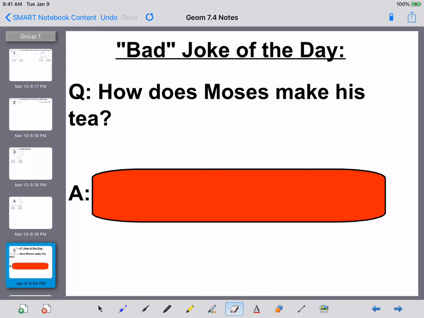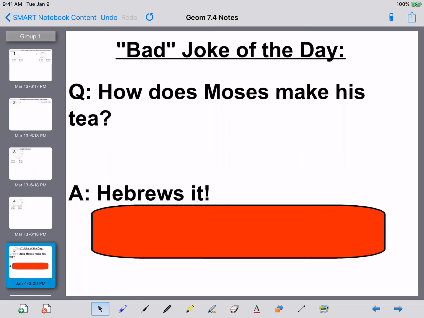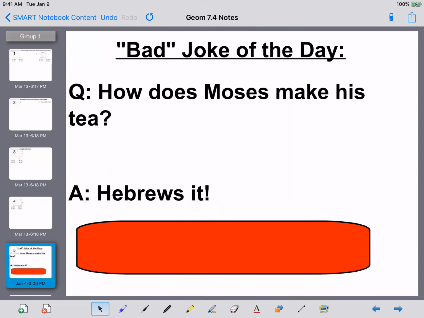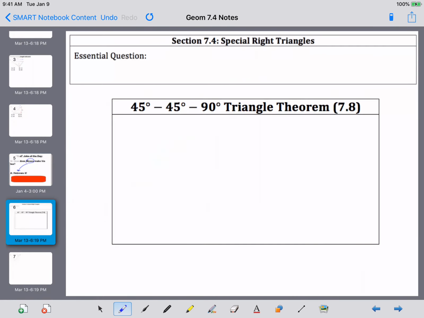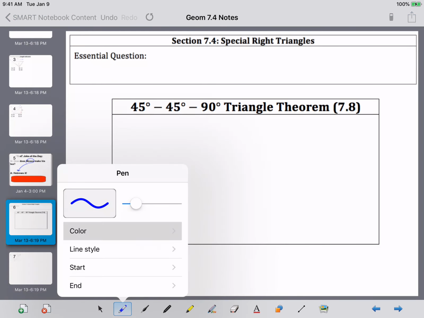Before that, here's your bad joke. How does Moses make his tea? Well, he brews it. Because Moses was a Hebrew. All right, good one. Okay, so let's get started.